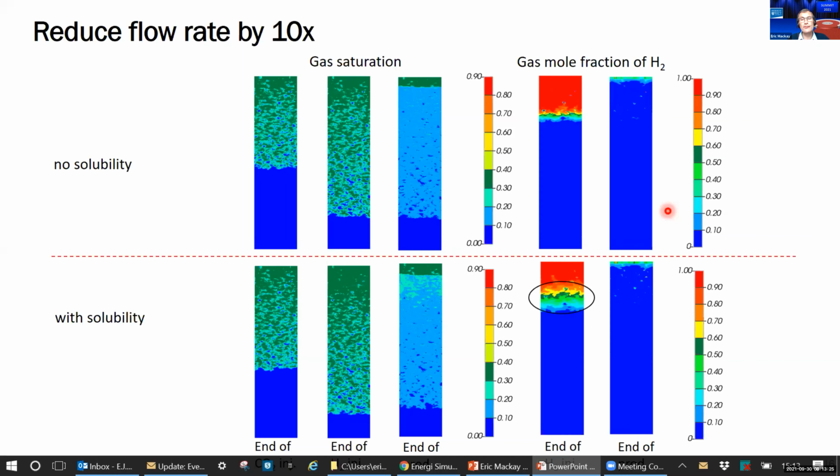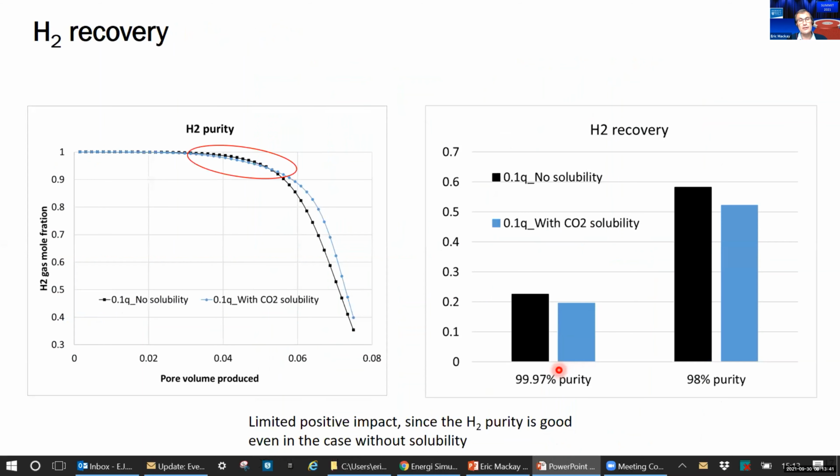So here we have similar calculations performed at a 10 times lower velocity, and the main point here is we now have a gravity stable system, so we've got a much more level front going down the way here. You can see quite clearly the additional spreading that has taken place. And the impact here, interestingly enough, is that the effect of the CO2 solubility is actually slightly negative.